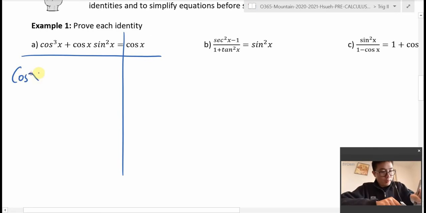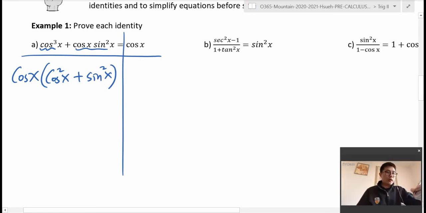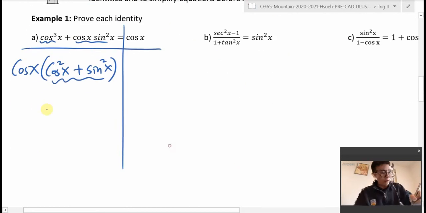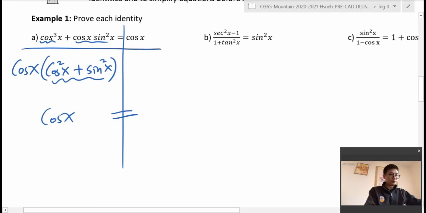I see that both terms have cosine x in them. So I'm going to factor cosine x out, and I end up with cosine squared x plus sine squared x. And I know that cosine squared plus sine squared is right here. This equals 1. So therefore, I can simplify this to cosine x times 1, which is just cosine x. And there you go, finished.